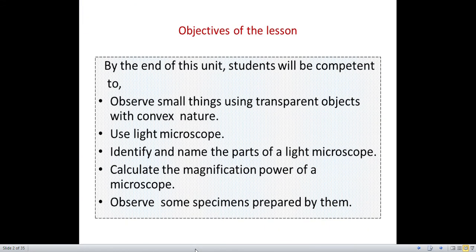What are the objectives of this lesson? By the end of this unit, you will be competent to observe small things using transparent objects with convex nature. Use light microscope. Identify and name the parts of a light microscope. Calculate the magnification power of a microscope. Observe some specimens prepared by you.